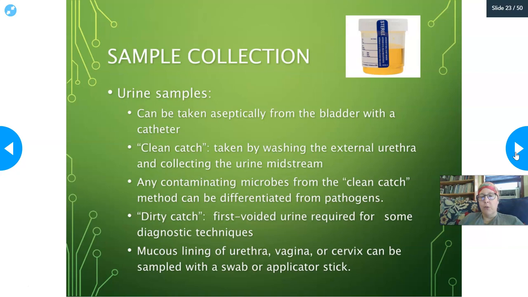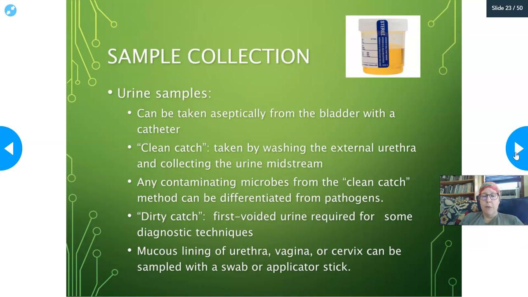Any contaminating microbes from the clean catch can usually be differentiated from pathogens that way, especially with the washing and the first void going into the toilet, which helps eliminate a whole lot of those contaminants. A dirty catch would be the first voided urine, and it's required for certain diagnostic techniques, where they want all of it. But it's not usually used in micro. We do a lot of clean catch and catheter samples in microbiology.